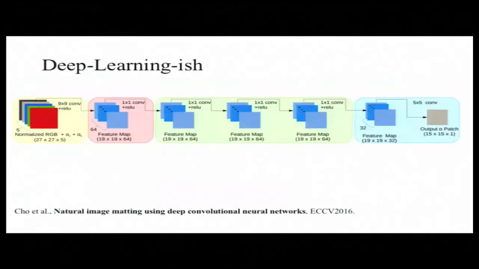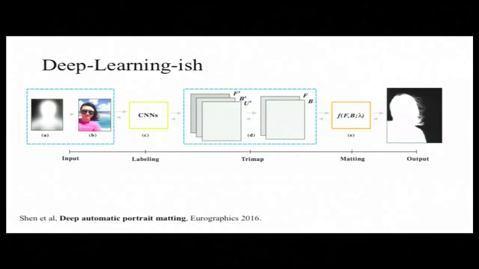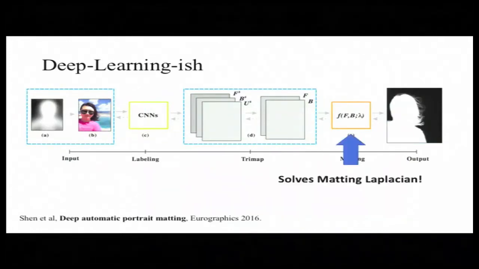And recently, some deep learning-based methods have been proposed. However, they do not directly solve the image matting problem. For example, this paper uses a fully convolutional network structure. However, their input requires closed-form matting and KNN matting results. Therefore, their network simply tries to predict which algorithm produces a better result. And in this other algorithm, in their final step, they try to solve the matting regression, which is basically equivalent to closed-form matting. The role of deep learning here is to try to predict a smarter version of the trimap.